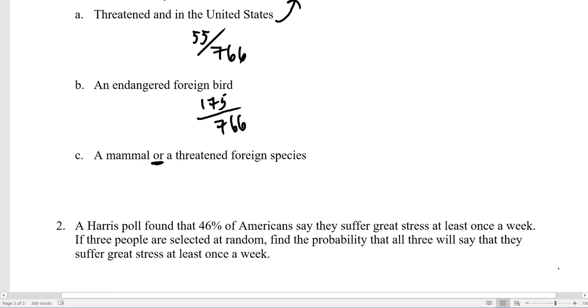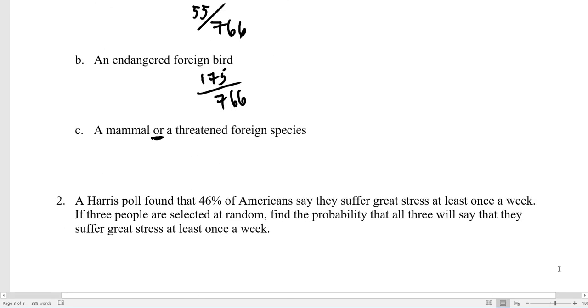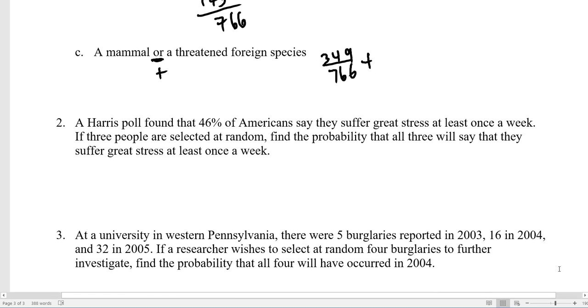And I'm also including all of the threatened foreign species. I'm including all of these. So I'm including the 349 mammals, add to that the 43 threatened foreign species, and if you put that in, that is not your answer.